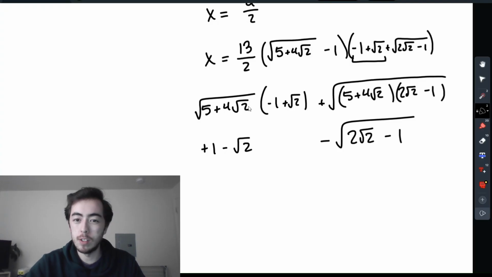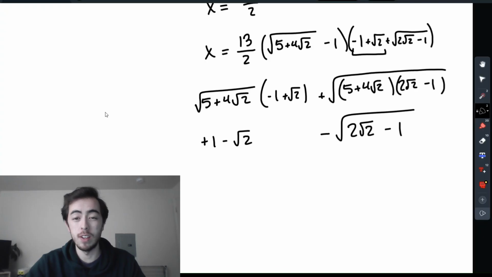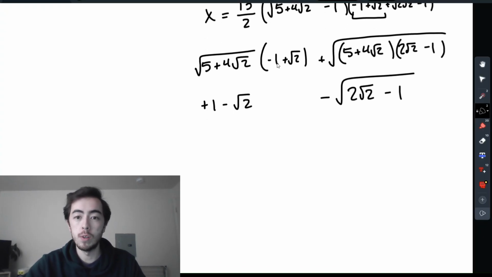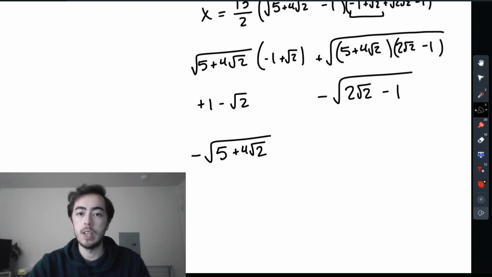I guess it could be useful to expand as much as I can and try to find cancellations. So this minus 1 and that really don't do much. It's just minus and then 5 plus 4 root 2. And after multiplying in the negative 1, I'll also multiply in this root 2.